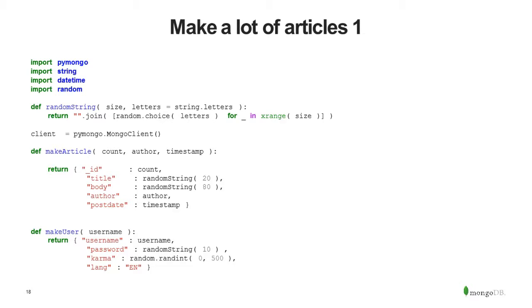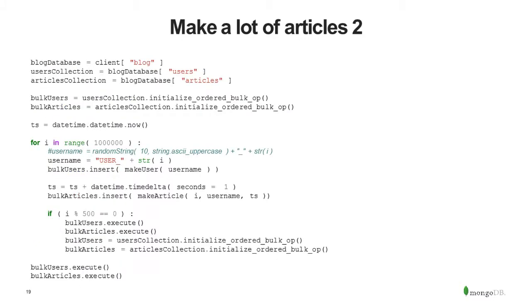And so what I'm doing here is effectively I'm going to make an article. This is a prototype which takes in an argument of account, an author, and a timestamp. I'm going to make a user, which takes in effectively a username. And then what I'm going to do again is I'm going to connect to the blog database. I'm going to connect to the users collection. I'm going to connect to the articles collection.